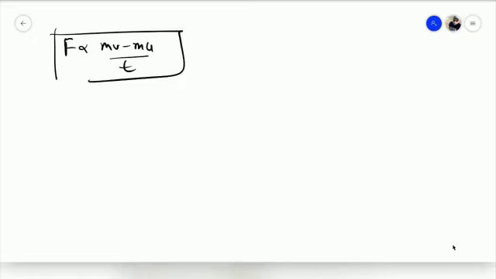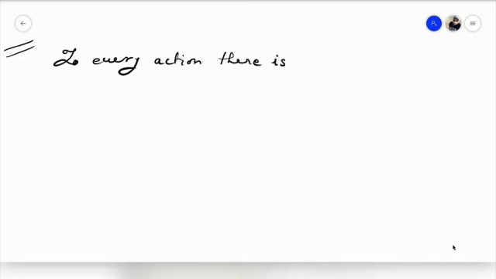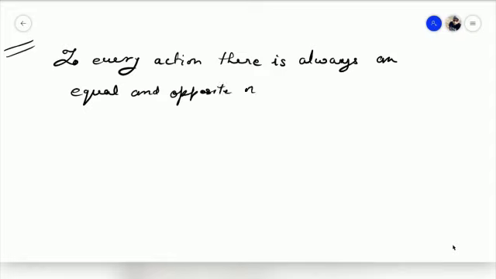Now I'll tell you what the third law of motion is and what it states. The third law of motion is also given by Sir Isaac Newton, and it is very simple: to every action there is always an equal and opposite reaction. So to every action there is always an equal and opposite reaction.